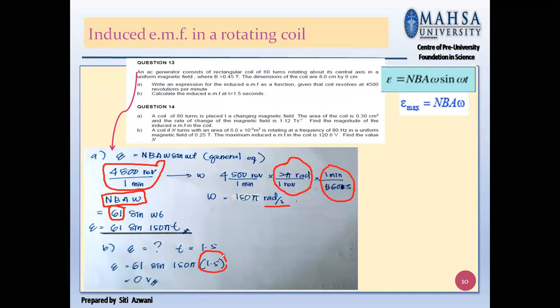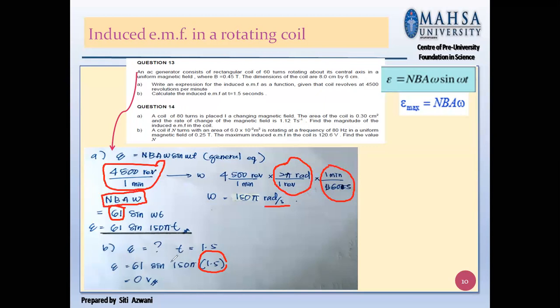Make sure that before you press your calculator, you change your calculator mode to the radian because your omega is in the unit radian per second. So mode of your calculator in the radian. Okay, and then solve one by one.